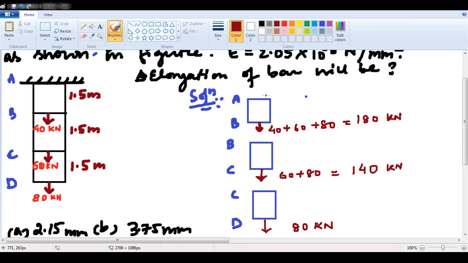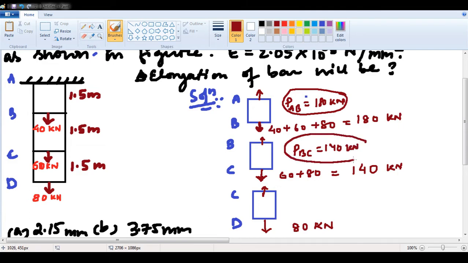So if this is tensile, obviously this is going to be tensile. If this part is tensile, here this will be tensile. If this is tensile, this is going to be tensile. So load in AB is how much? 180 kilonewton. Load in BC is how much? 140 kilonewton. Load in CD is how much? 80 kilonewton.